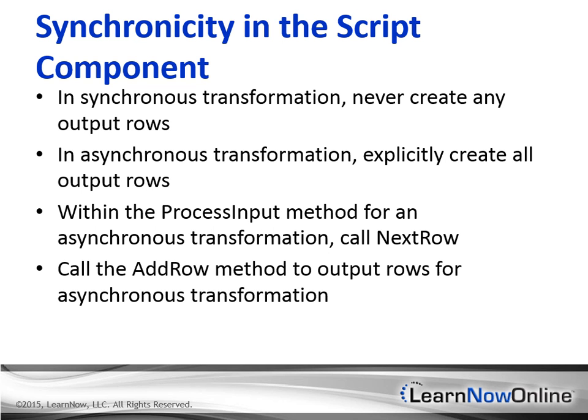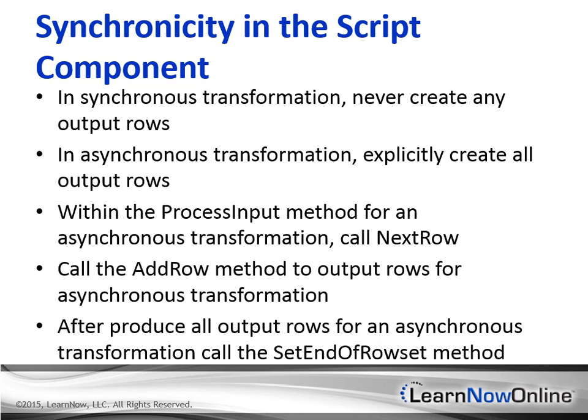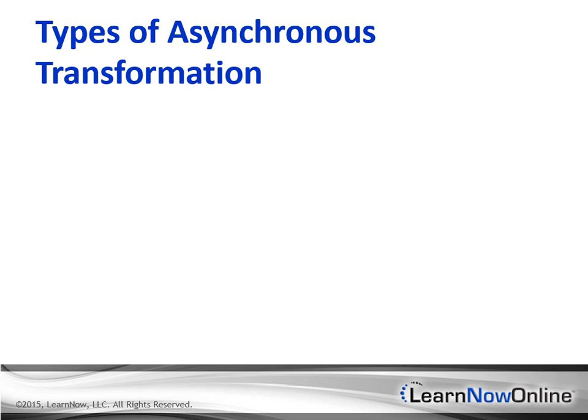When you have output rows to produce for an asynchronous transformation, you call the AddRow method on the component's output buffer. And after you produce all output rows for an asynchronous transformation, you call the SetEndOfRowset method on the component's output buffer. This notifies the Integration Services runtime that the full output buffer is ready and the component's execution is complete. All right, then it's a little bit more complex.